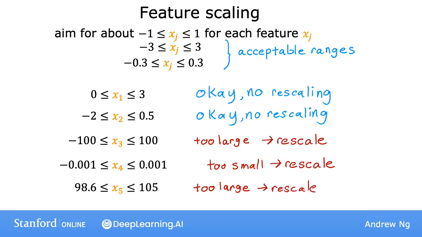There's almost never any harm to carrying out feature rescaling, so when in doubt, I encourage you to just carry it out. And that's it for feature scaling. With this little technique, you'll often be able to get gradient descent to run much faster.